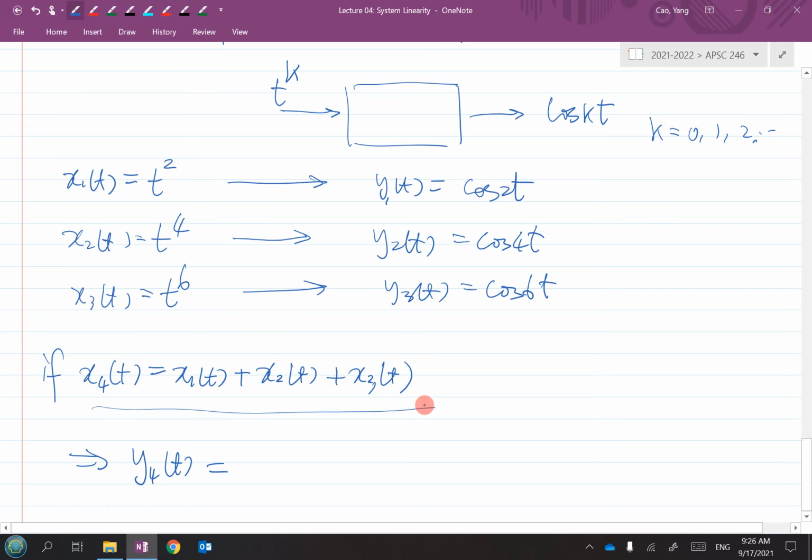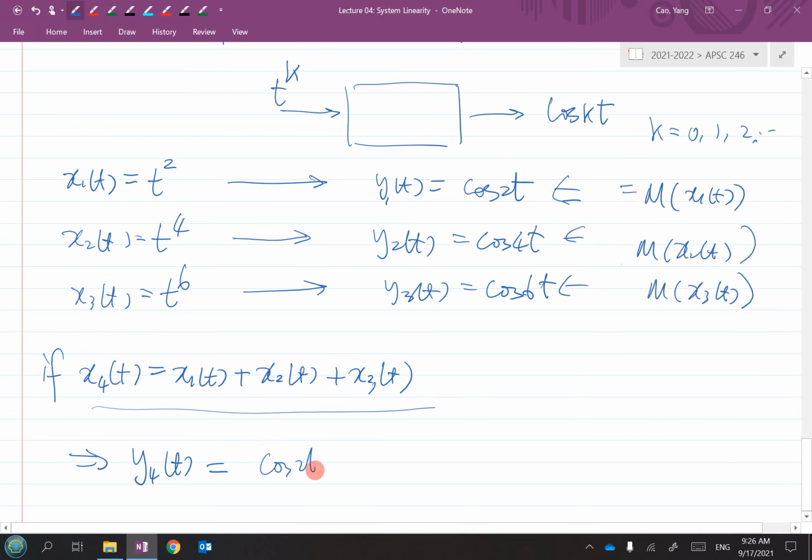So what do you think the answer should be? Maybe a quick addition of all the outputs. The addition of all the outputs, right. So the addition of the outputs here, here, and here. If I had to write it, this is M x1 of t, this is M x2 of t, and this is M x3 of t. Now you get cosine 2t plus cosine 4t plus cosine 6t.